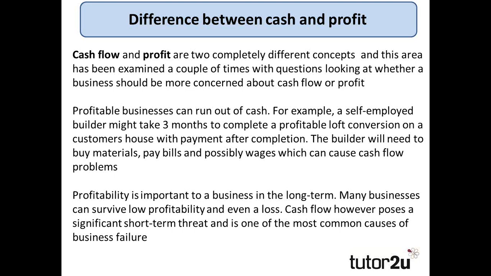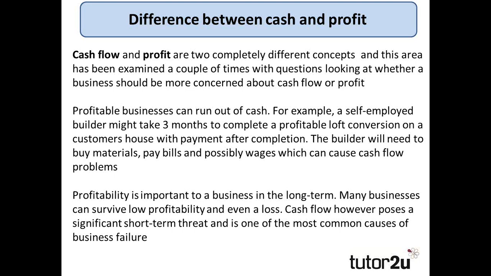Now, the best example I used to use with my students is the use of a self-employed builder. Profitable businesses can run out of cash. For example, a self-employed builder might take on a loft conversion. It's going to take 3 months to complete. It's going to be a profitable loft conversion. It's going to make X amount of profit, but the builder has agreed that he will only take payment after the job's completed. So the customer's going to pay after 3 months, but the builder will make a profit.